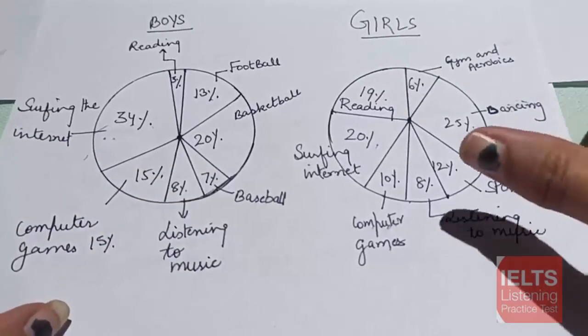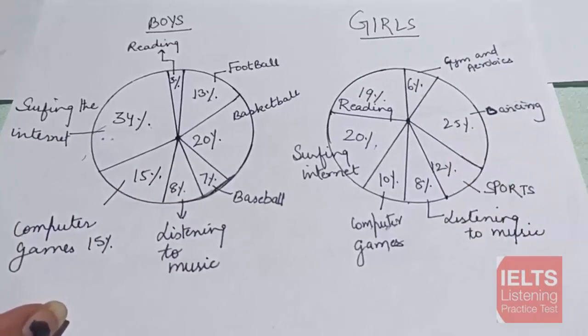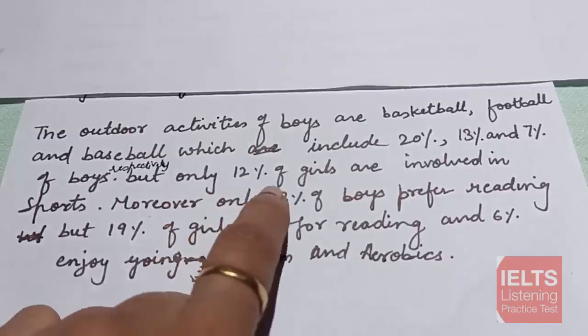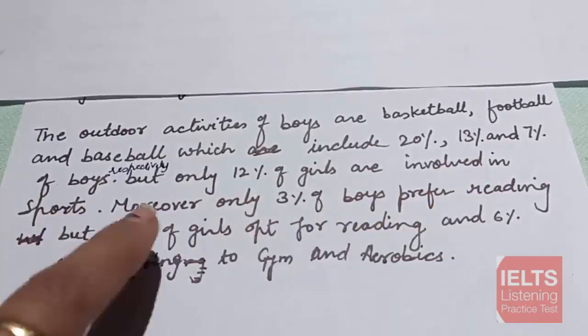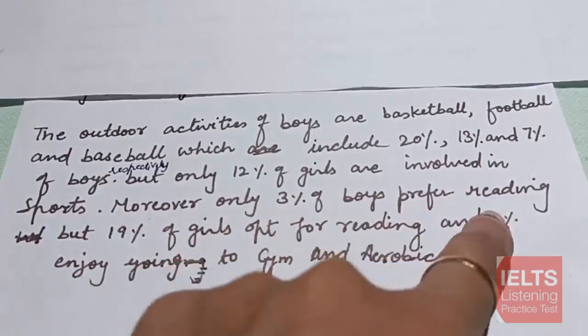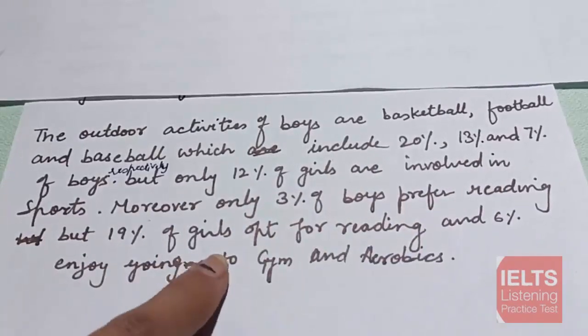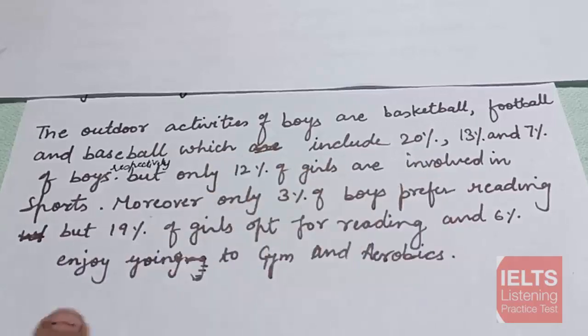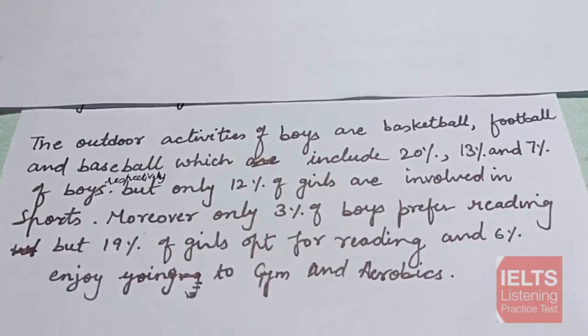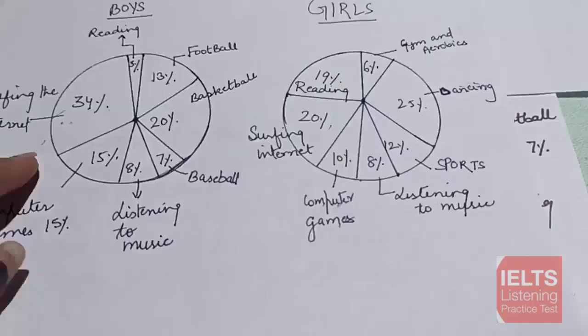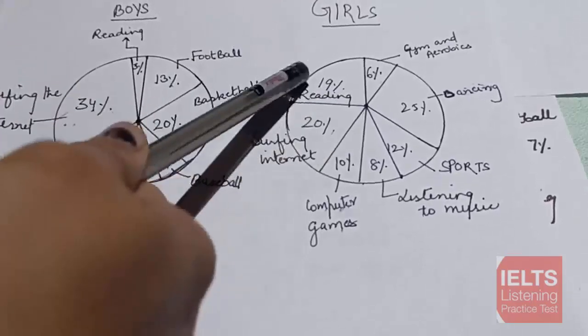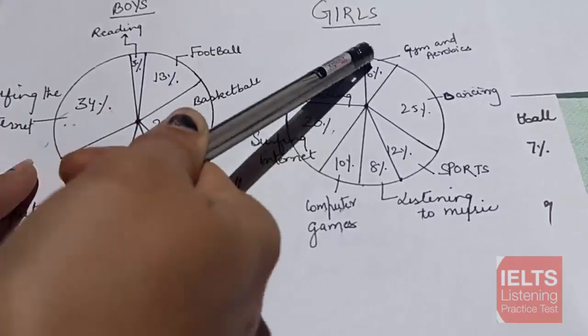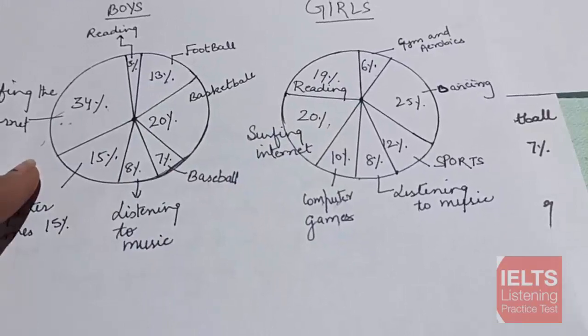Whereas 12% of girls are involved in sports. But only 12% of girls are involved in sports. Moreover, only 3% of boys prefer reading, but 19% of girls opt for reading. So 19% chose reading, and 6% enjoy going to the gym and aerobics. Okay, so 6% go to gym and aerobics. You can see that 19% prefer reading and 6% go to gym and aerobics.